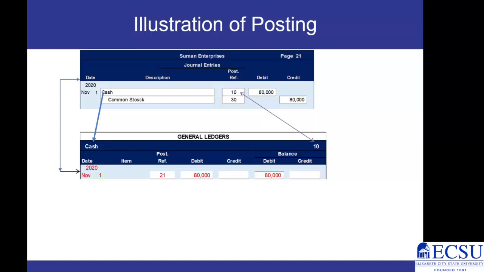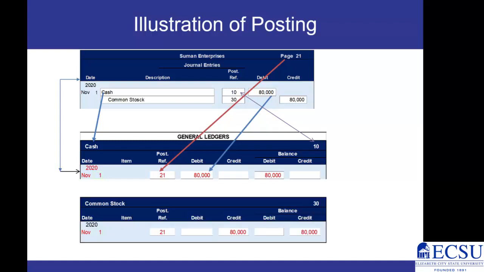You can see the date is November 1st, the posting reference is 21 in the journal, and the amount is 80,000 debit. Since this is an asset account, it will also have a debit balance. That's how we do the first one. The second is common stock, which is credit. That is why it is written in the credit column, not in the debit column, and of course we'll have a credit balance as well. So that is how we do the posting.